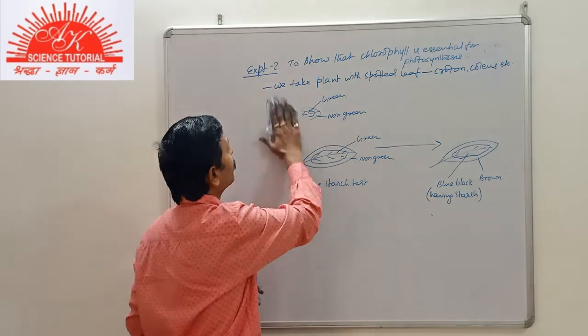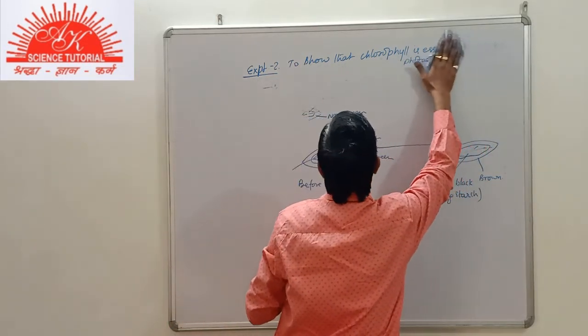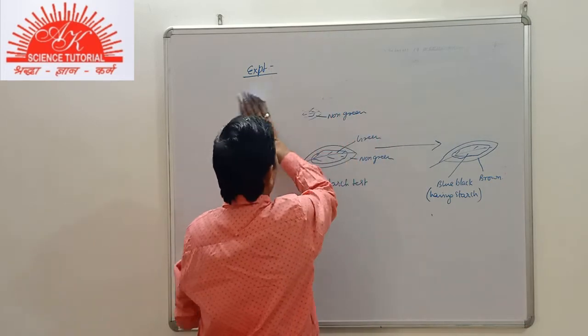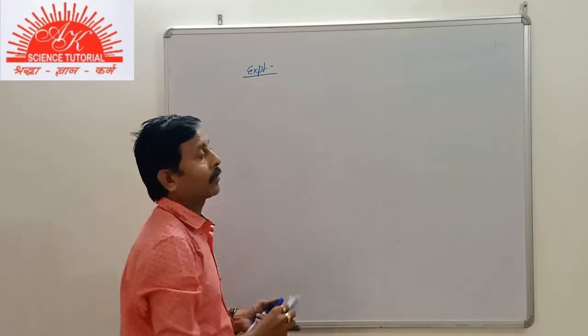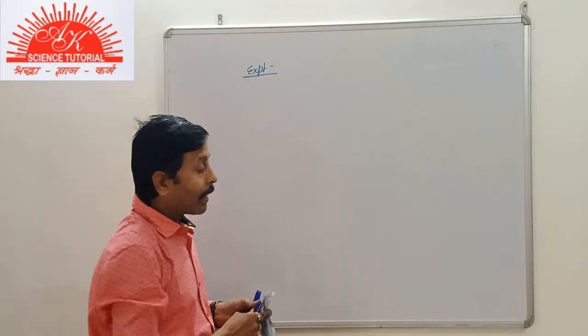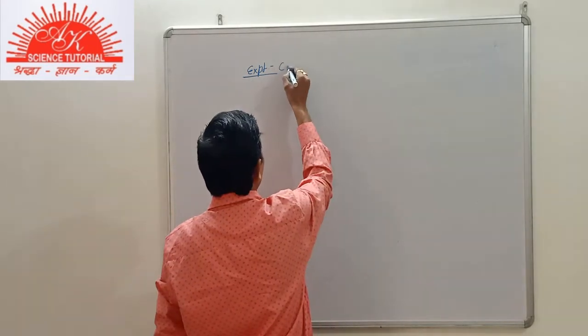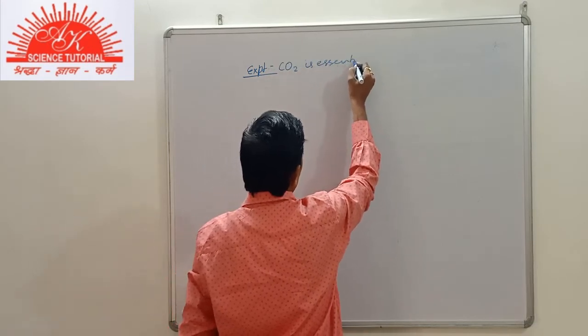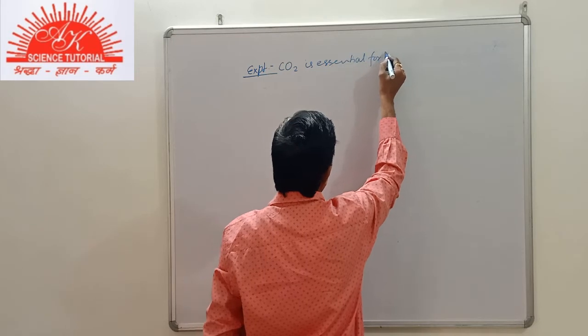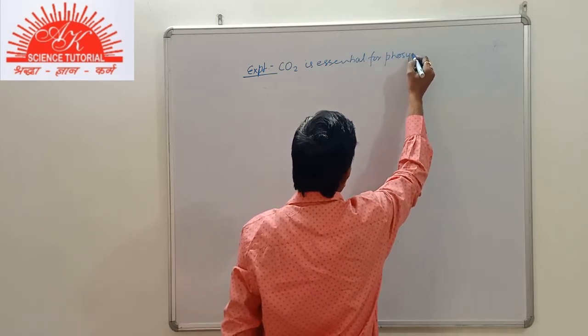Now, students, there is the next factor, that is carbon dioxide. That is, carbon dioxide is essential for photosynthesis. CO2 is essential for photosynthesis.